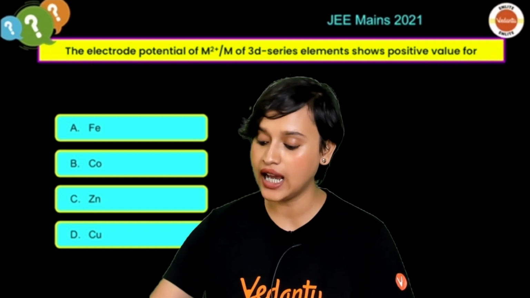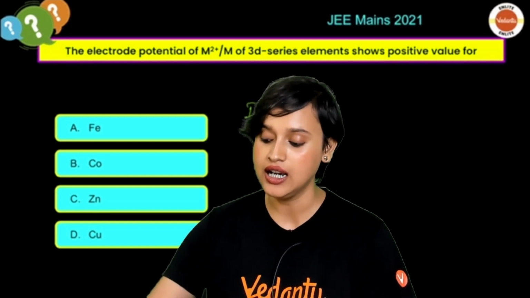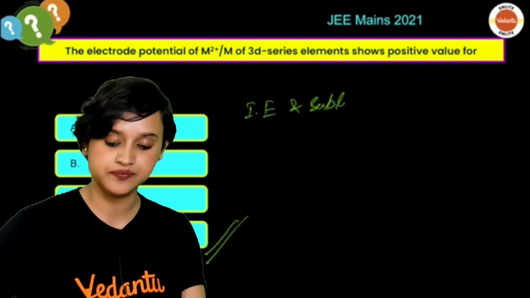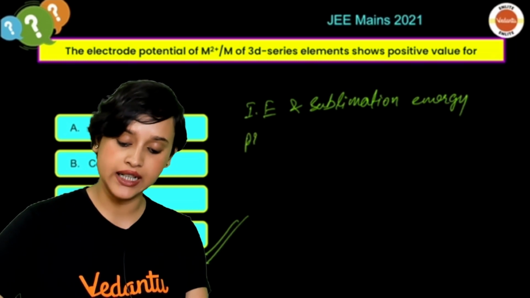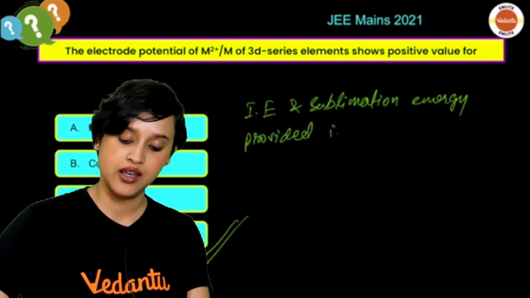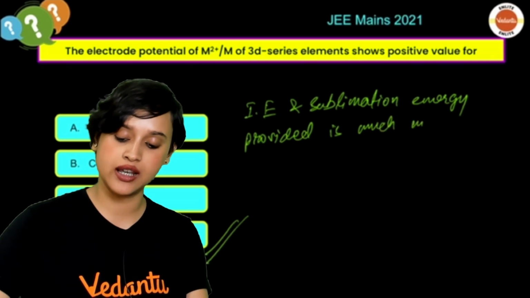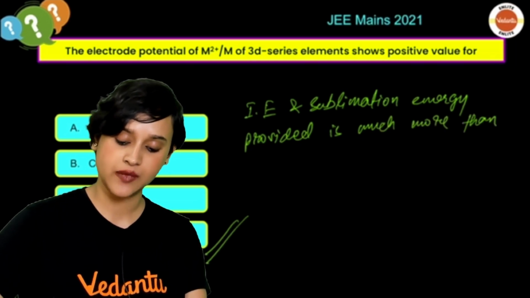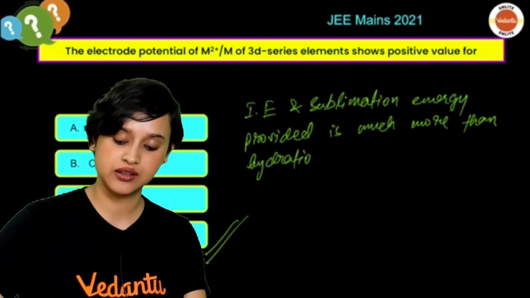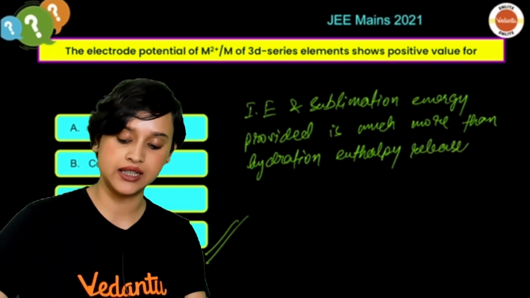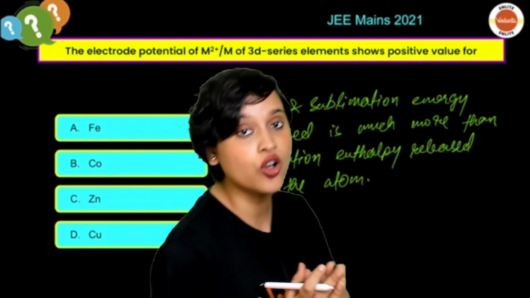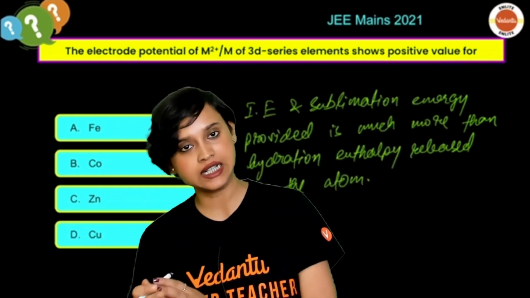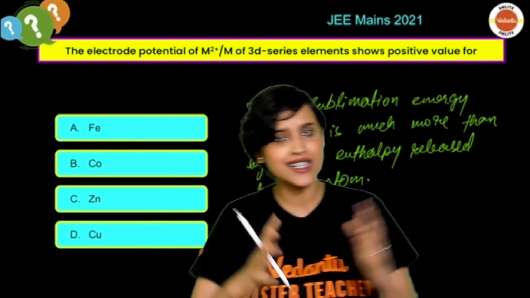Because as we know, the ionization energy and the sublimation energy provided is much more than the hydration enthalpy released by the atom. So it wants to stay in the solid form, that is its reduced form. Got it clear, everybody? I hope you know that ionization energy is something that you have to provide.